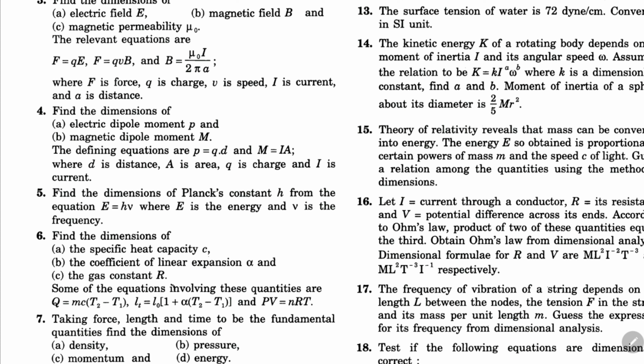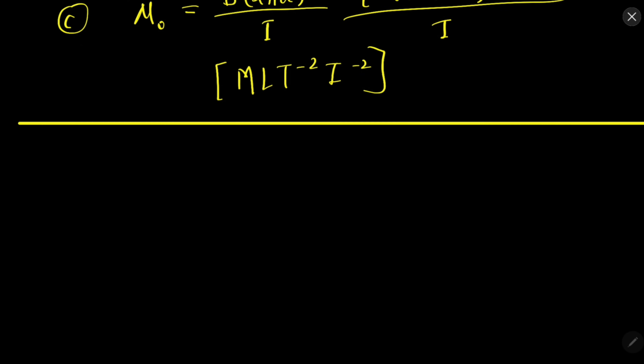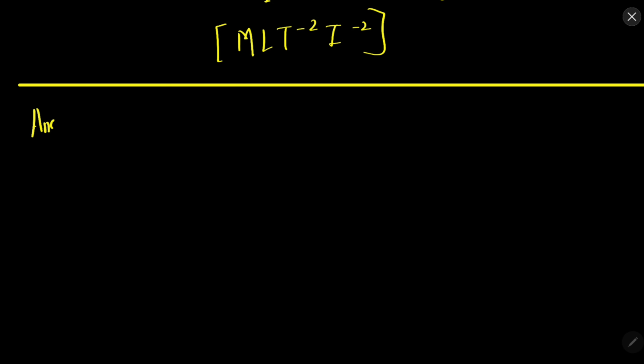Now in the next question we need to find the dimensions of dipole moment, electric and magnetic dipole moments. So the formulas are given here. So let's try to find the dimensions. So solution for question number 4. So first the electric dipole moment.